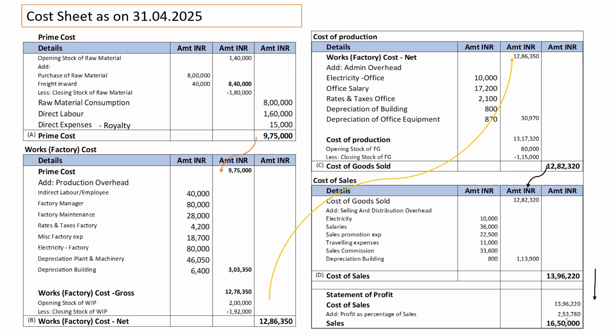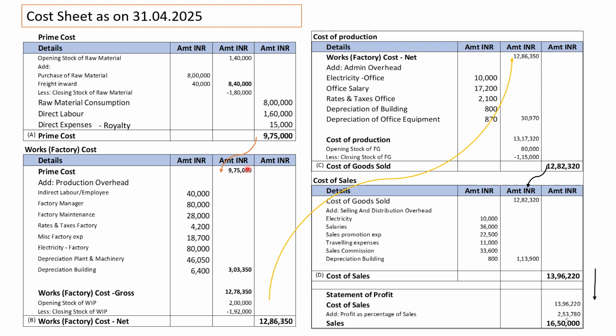Now we'll see how the cost is calculated in the cost sheet. First with the prime cost. Here the opening stock of raw material, add purchase of raw material, add freight inward, then less closing stock raw material, you will get the raw material consumption, then direct labor and direct expenses, that is royalty. Here you got the prime cost.